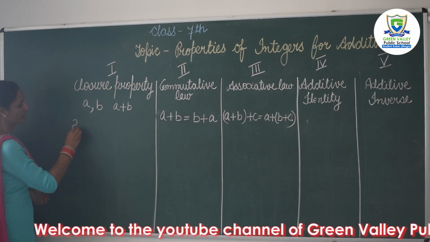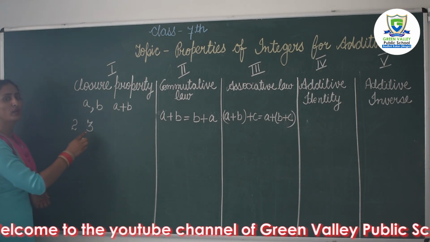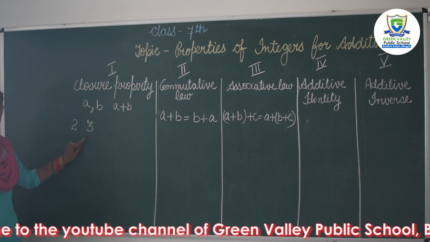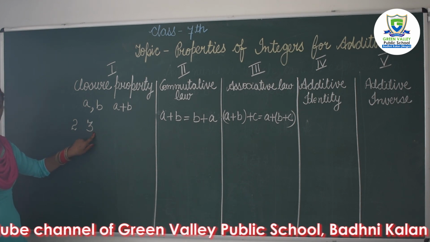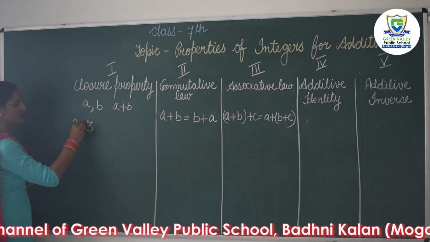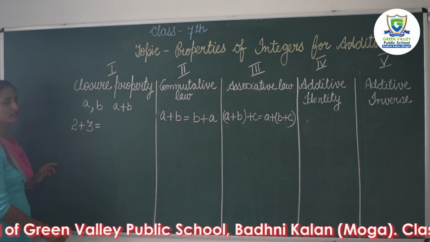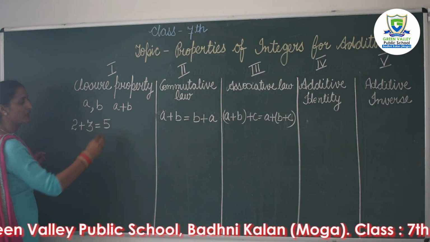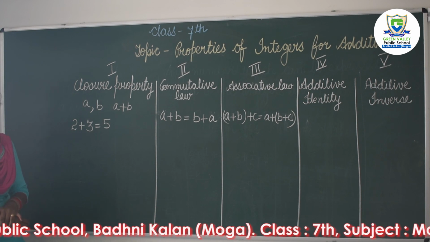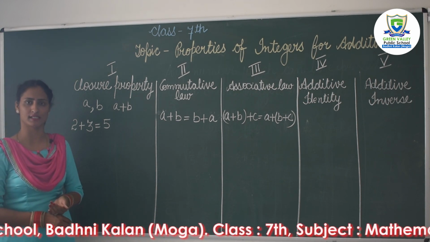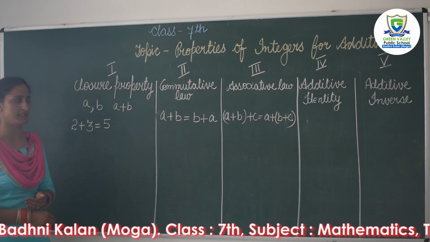Suppose I am going to take two numbers 2 and 3. Both the numbers are integers. 2 is an integer and 3 is also an integer. So students, if you add these two numbers, your answer is 5, which is also an integer. So this property is: the sum of two integers is also an integer.